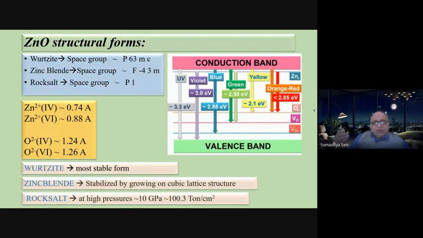Okay. Now, wurtzite is the most stable form, I told you already. And zinc blende is a very sensitive structure which can only be grown on a cubic lattice structure. Okay, so what do you mean by that? If you have a cubic lattice as a substrate, only then can you grow the zinc blende structure on top of it, because the zinc and the oxygen try to imitate the cubic lattice structure. Okay, and the rock salt structure, I'll come to it.